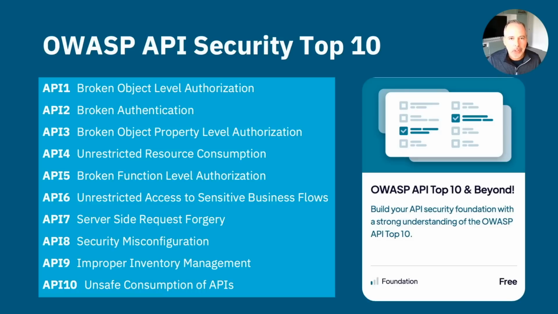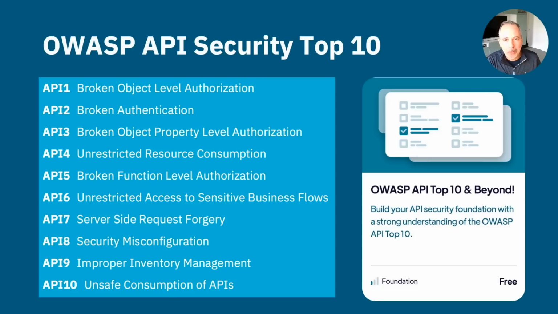Number 1 is broken object level authorization, also known as BOLA, and it refers to the ability of, say, one user being able to access another user's data through an API. And there are many examples of these, which we cover in some of our other courses.